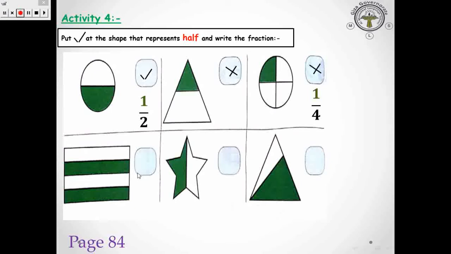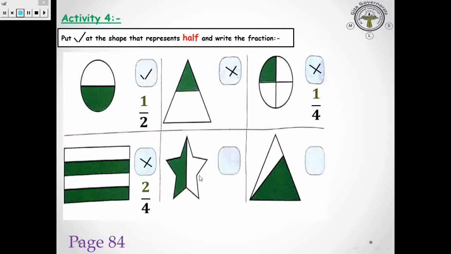Next shape. Look at this shape. What is the fraction of shaded part? How many shaded part? 1, 2. Right, 2 and up. How many total parts? 1, 2, 3, 4. Right, 4 and down. 2 over 4. We need the shape that represents half.